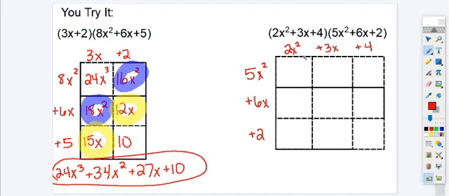And then you multiplied. 5 times 2 and got 10. X squared times X squared is X to the 4th. Then 3x times 5x squared made 15x to the 3rd.